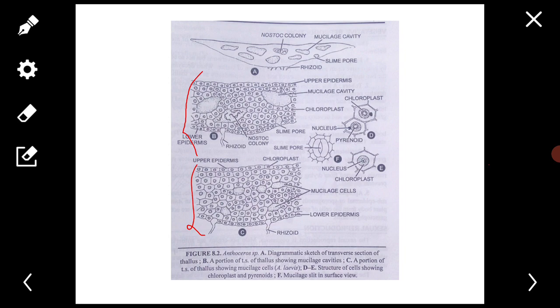The upper epidermis consists of a regular arrangement of comparatively smaller cells. These cells possess larger chloroplasts as compared to other cells. There are no air chambers or air pores, as are present in Marchantia. That means no air chambers or air pores are present in the thallus of Anthoceros.